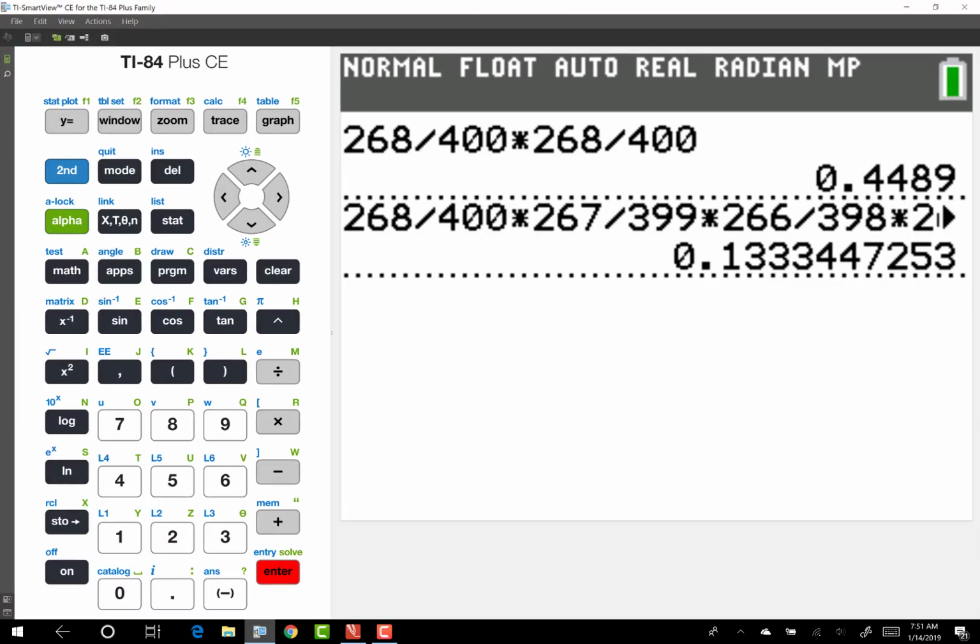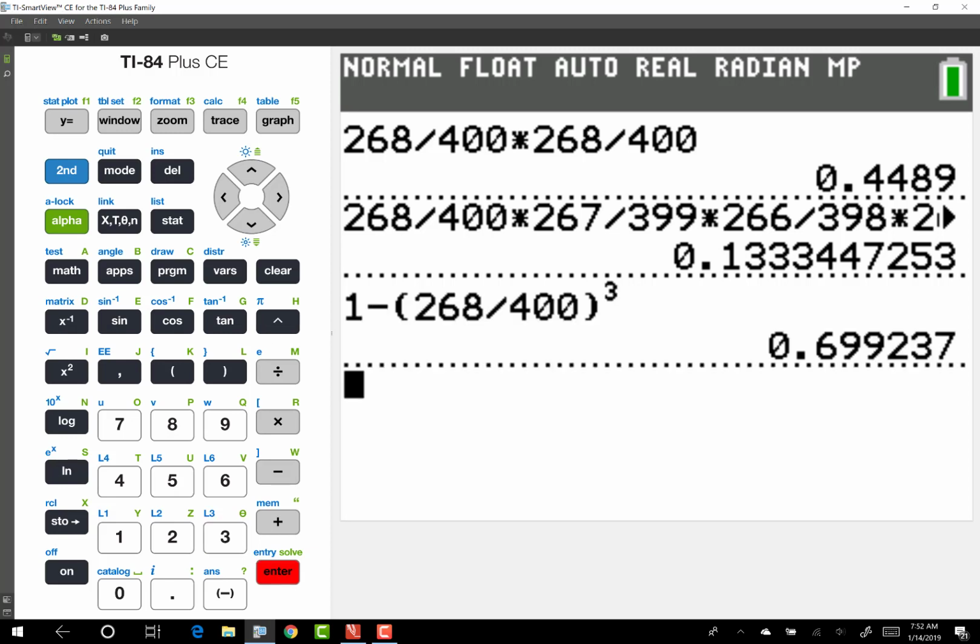So we'll do 1 minus the quantity 268 divided by 400 cubed. And to get cubed, you'll see this, I'm going to make it red when I click it. It's right above the divide, and that's how you get things up to an exponent. It's called the caret button, and it's going to be cubed, and then enter. And so that probability is 0.6992.